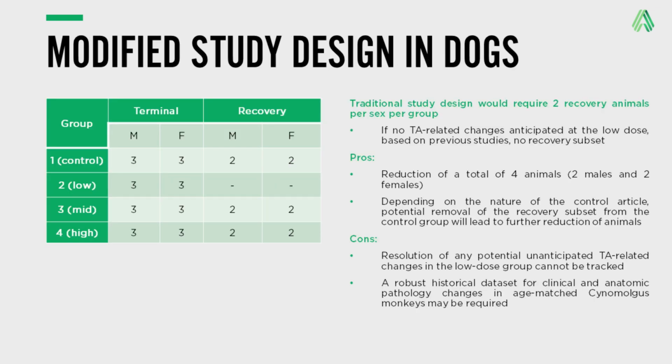And to briefly touch on the study design modifications in dogs, it's a little bit similar to the options that we would have in the routine tox study in NHPs. Again, we have to leverage the information from previous studies in order to see if we can reduce the number of animals in the recovery subsets. In the example I'm using here, we're eliminating the recovery subset from the low dose group because we've set the dose levels in such a way that we know that there are no changes expected at that dose level. So there are no parameters that we would need to track through the recovery period. And again, having a robust historical data set is critical when employing this approach.